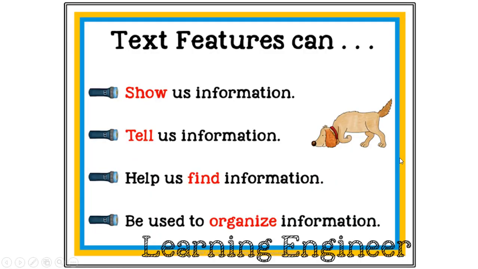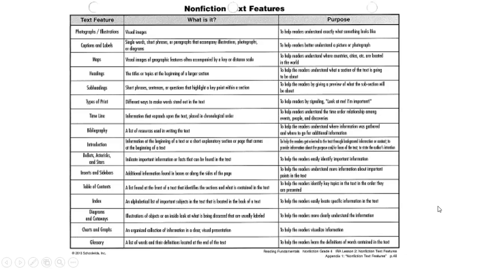So text features can show us information, tell us information, help us find information, and definitely help us organize information. I kind of like this graphic because it tells text features can show, tell, find, and organize. And it really helps us become that learning engineer. So many different text features that we're going to find are captions and labels, photographs, illustrations, table of contents, index, diagrams, cutaways, charts and graphs, timelines, different types of prints, headings, subheadings, titles, and glossaries.